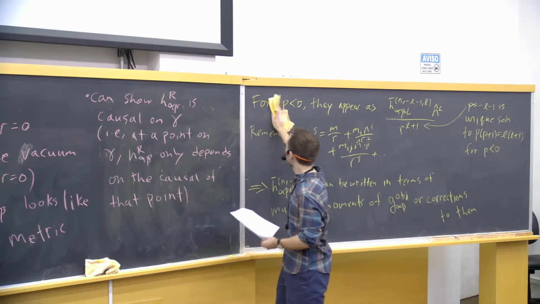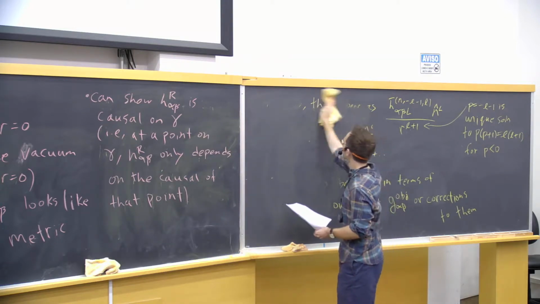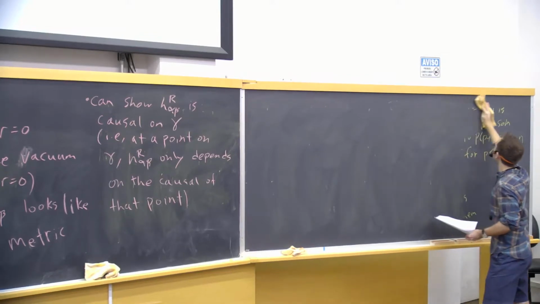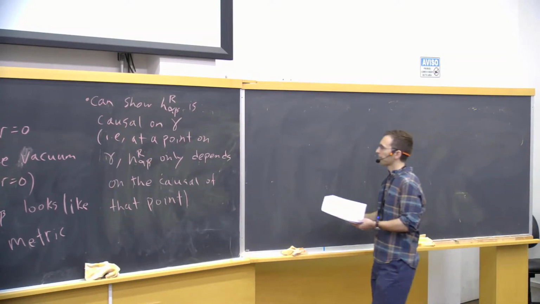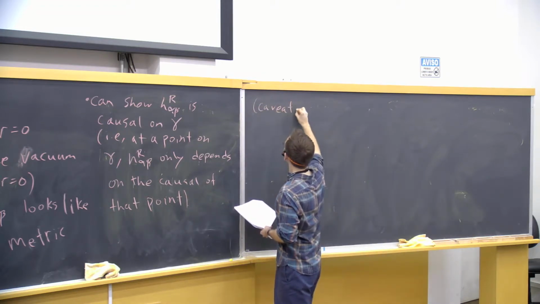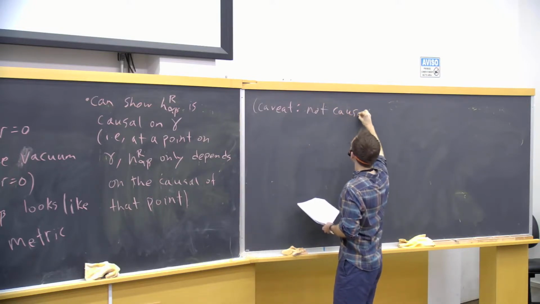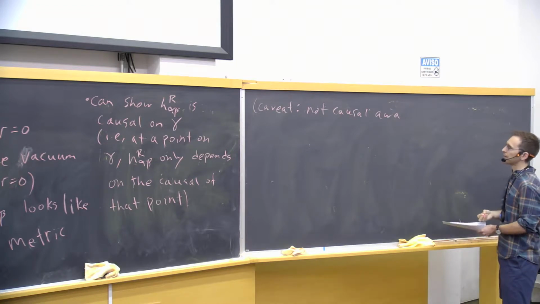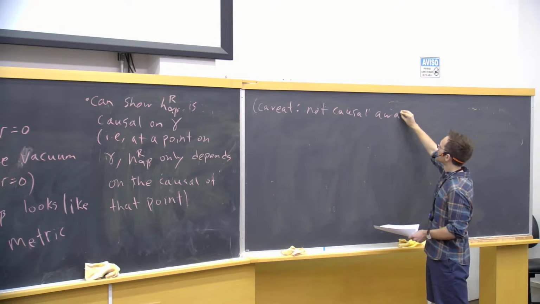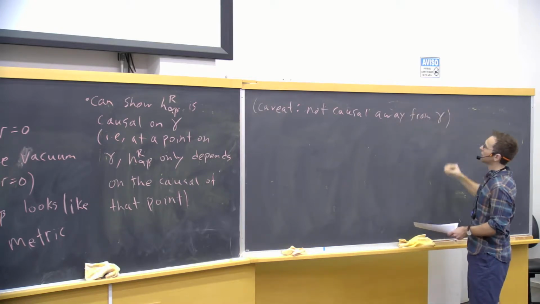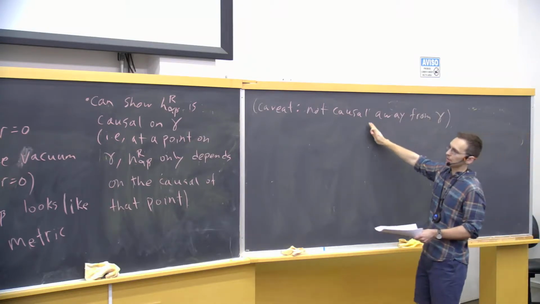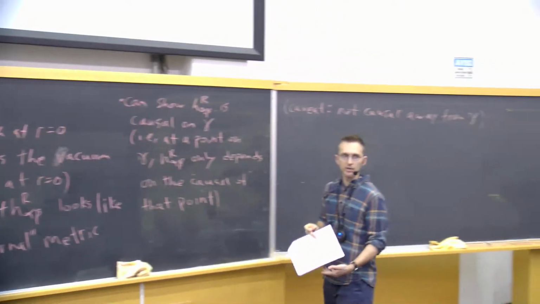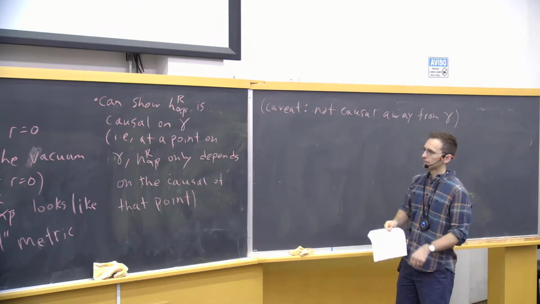But a caveat to that is that if you go away from the world line, this piece of the metric by itself is not causal. So the full metric, HR plus HS, that combination has to be causal everywhere if we're looking at a physical solution to the Einstein equations, but each of them individually are not causal if you evaluate them away from gamma. So this is an important limitation on how strict this notion is that this effective metric is behaving like some external metric. You really have to go right towards the world line to make it look like a physical metric.